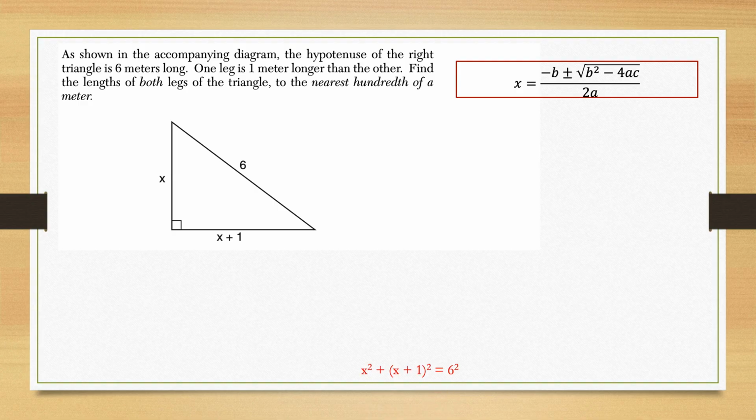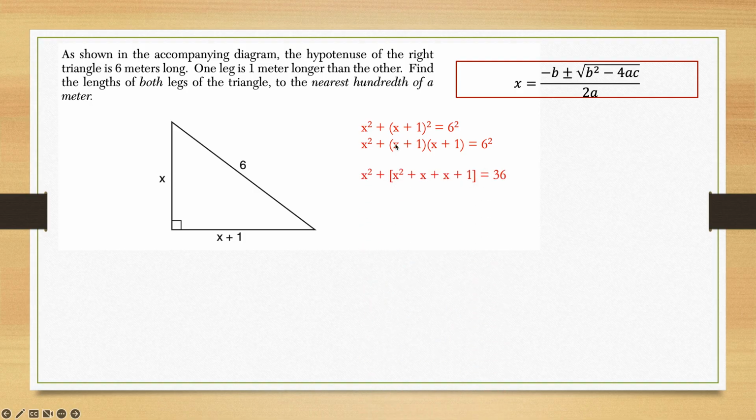Okay, so leg squared plus leg squared is hypotenuse squared. The first leg is x, the next leg is x plus 1, and the hypotenuse is 6. So let's just do a little algebra here. That's x squared plus, now x plus 1 squared means x plus 1 times x plus 1. That's going to equal 6 squared. So all I'm doing is a little bit of work here in this middle bracket.